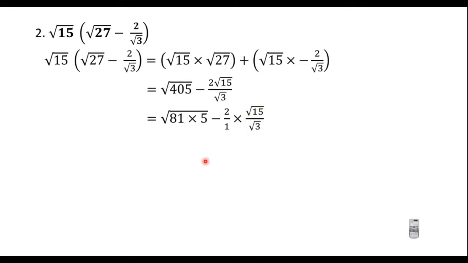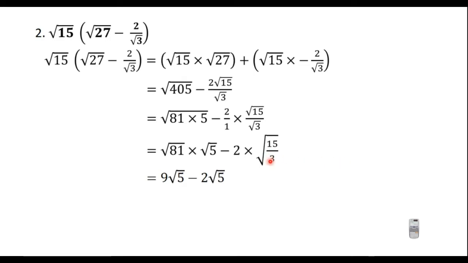So we reduce this further, expanding this, we are going to have square root of 81 times square root of 5, then minus 2 divided by 1 will give us 2, then times, when you are dividing this surd, we know that square root of 15 divided by square root of 3 will give us square root of 15 divided by 3. So here 3 will cancel itself 1 and cancel 15 5 times. So we are going to have square root of 81 will give us 9. So we have 9 times square root of 5, which will give us 9 root 5.